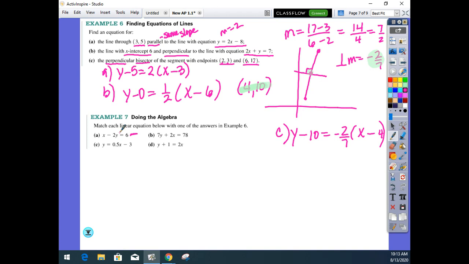this should be, how do I have this? This is 6b. This is also 6b. This is 6a. And this is 6c. All right, so just kind of play around with that.